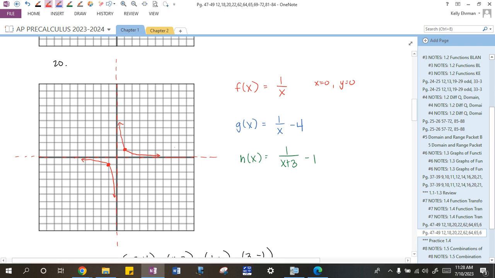G of x, so that was f. G of x is down 4. Now, if you shift a vertical asymptote down, it stays the same. So you're still at x equals 0. But y equals 0 will be down to y equals negative 4. So I'm going to draw that in to guide me. 1, 2, 3, 4. So here's g of x's horizontal asymptote.